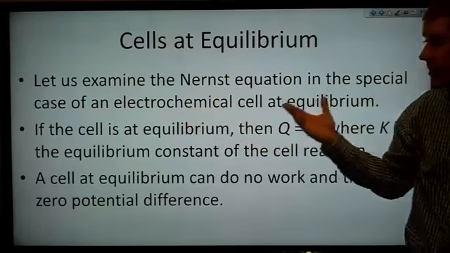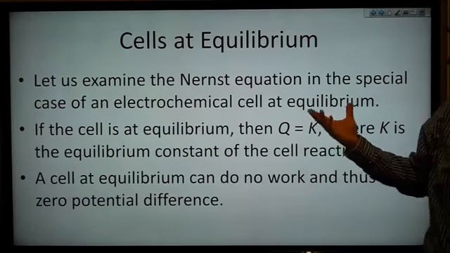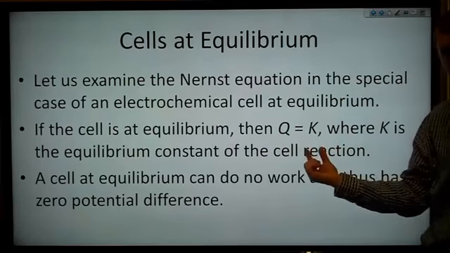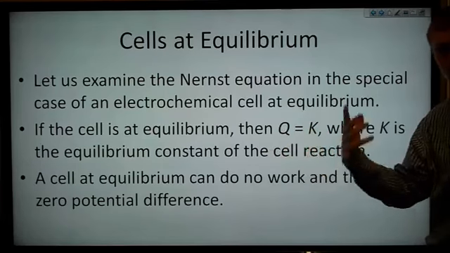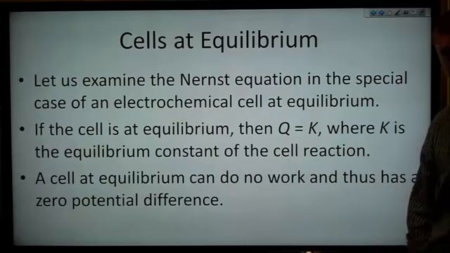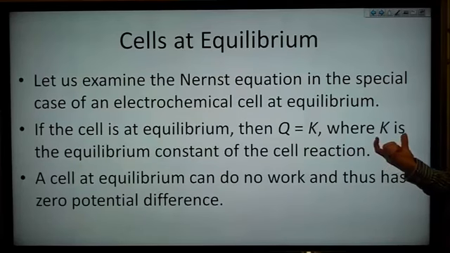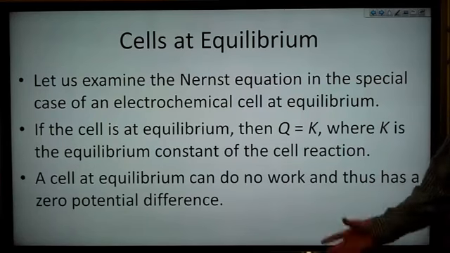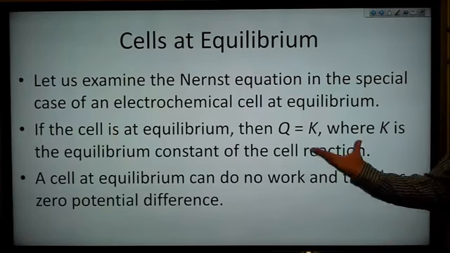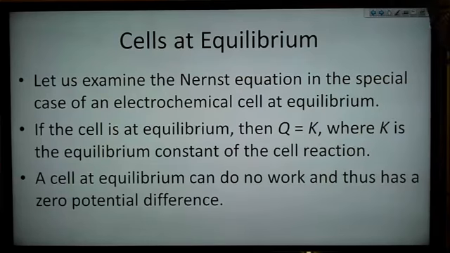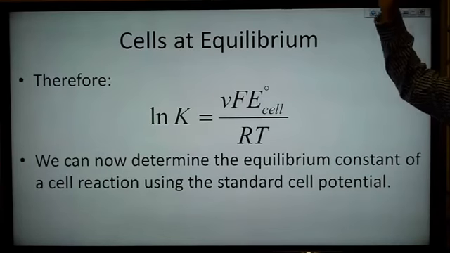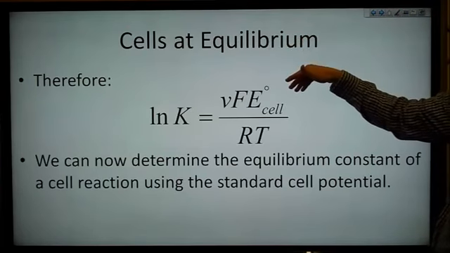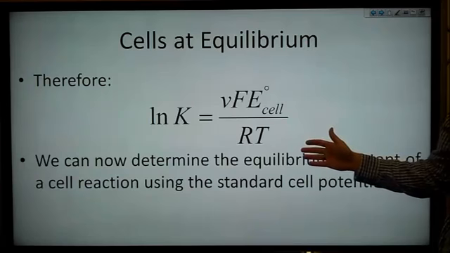Now let's look at the Nernst equation in a special case of an electrochemical cell that's at equilibrium already. If our cell is at equilibrium, then Q is equal to K, because K is just a special case of Q once we've reached equilibrium, using our equilibrium concentrations, pressures, or fugacities. Again, K is our equilibrium constant here. A cell at equilibrium can do no work, and thus has a zero potential difference. So that means the natural log of K has to be equal to νFE°_cell divided by RT.